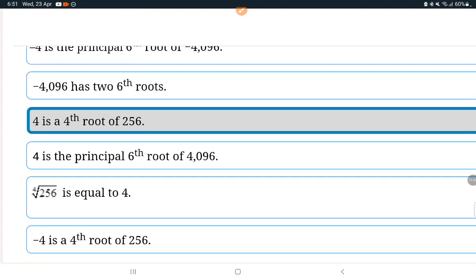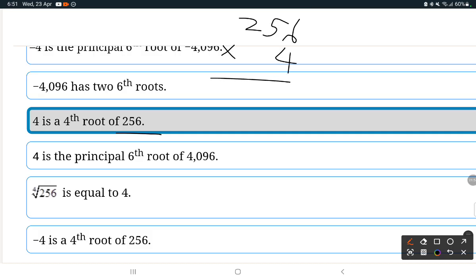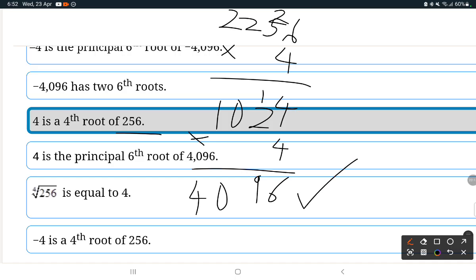4 is the principal sixth root of 4096. Okay, let's see. We'll do the same thing, but we'll just continue on. So 256, then we multiply by 4, which is 1024. And then we multiply by one final 4, which is 4096. Yeah, so it is the sixth root.